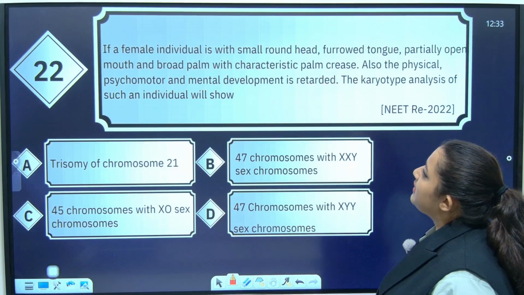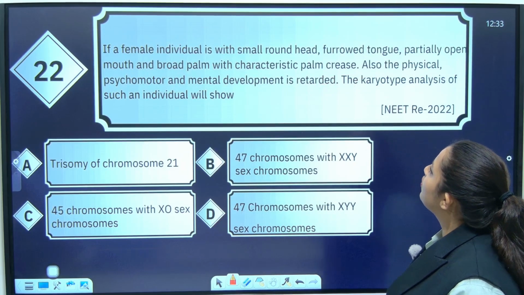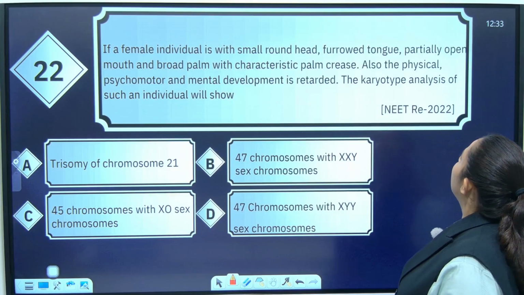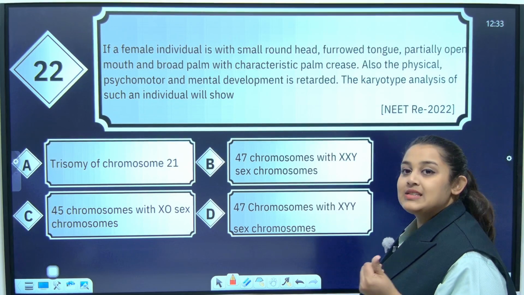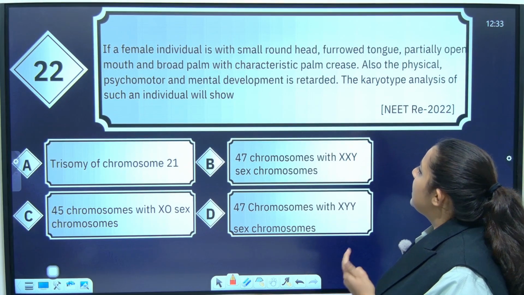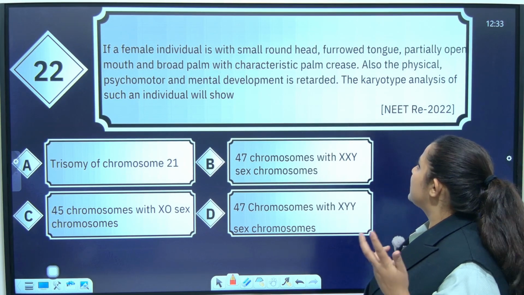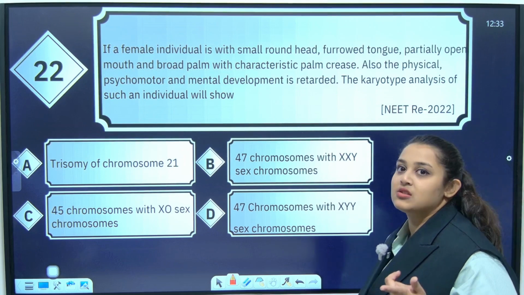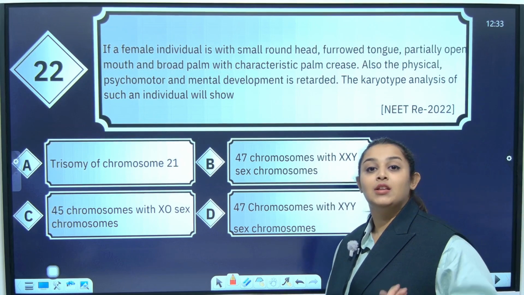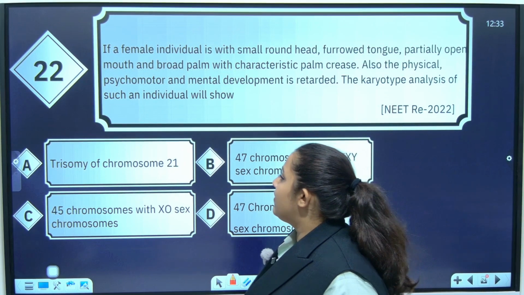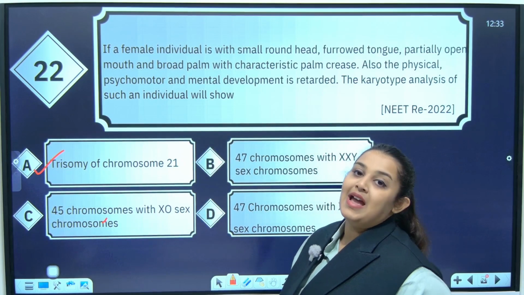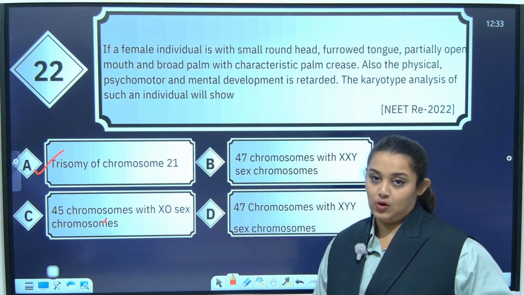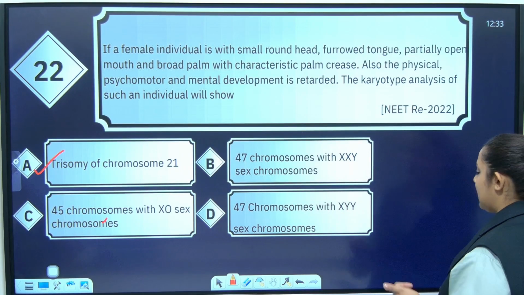Next one, in a female individual in which a small round head, furrowed tongue, partially open mouth and broad palm with characteristic palm crease is seen, psychomotor and mental development is not there. The karyotypic analysis would show what? Karyotype means we're studying the chromosome. So they will show trisomy of 21st chromosome. Why? Because this is the characteristic of Down syndrome. So the answer is A.